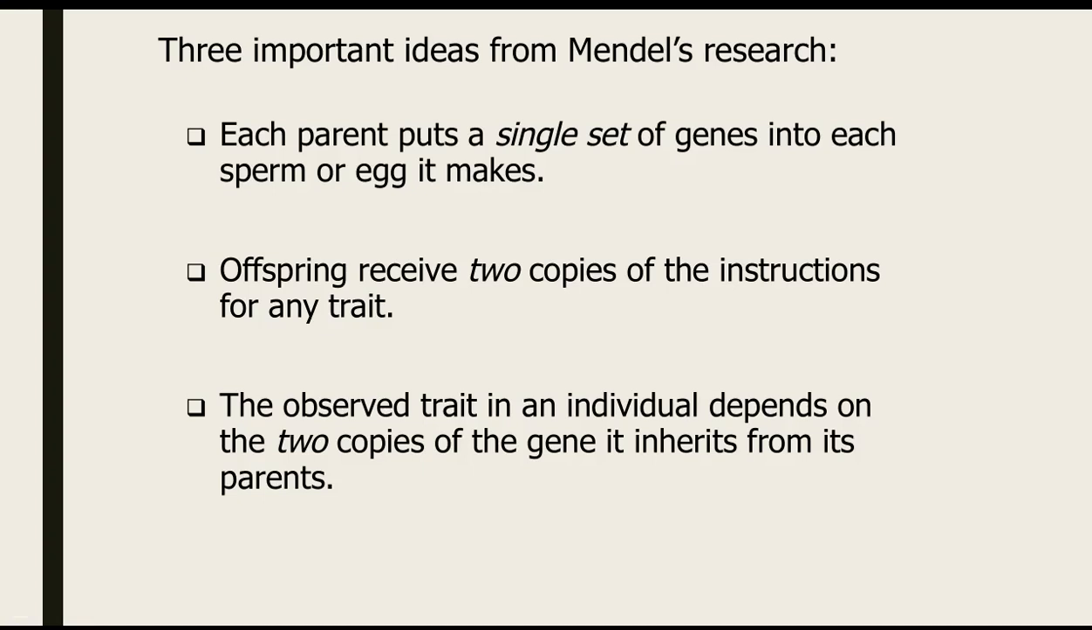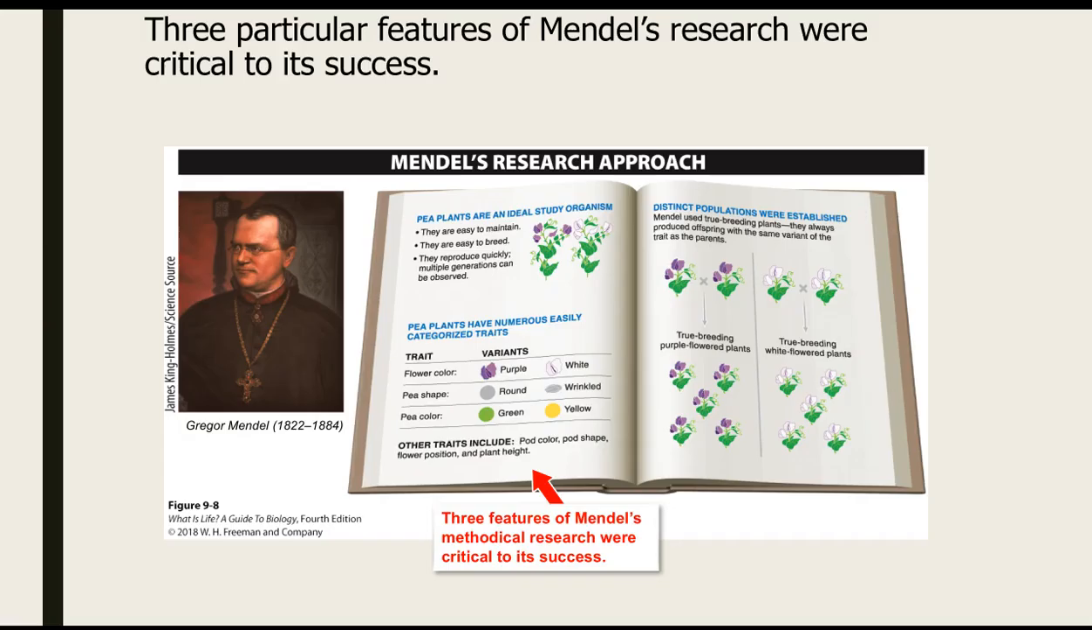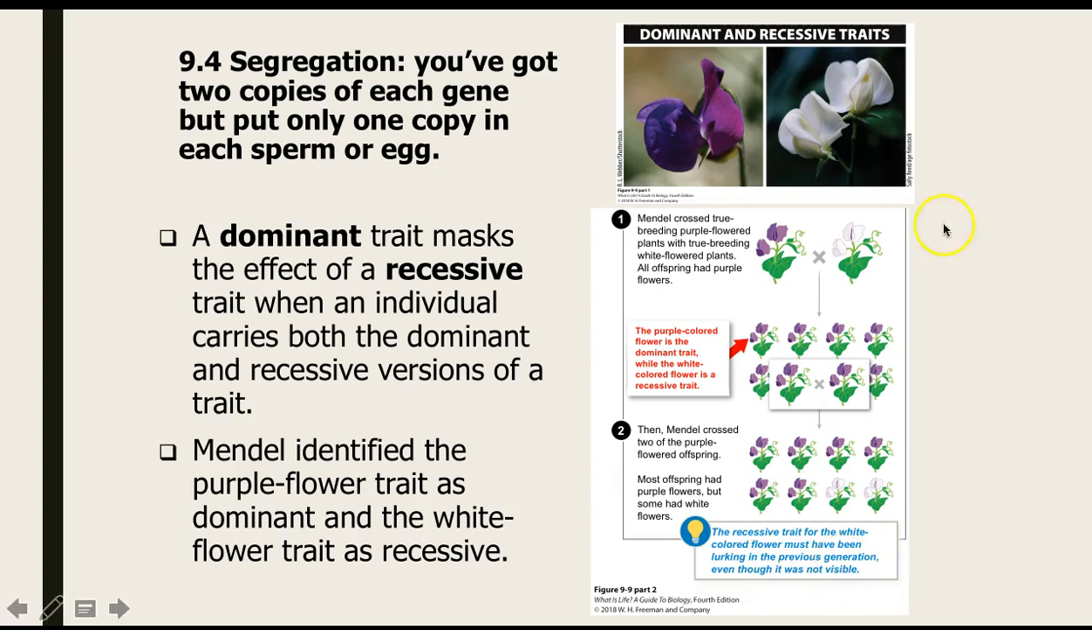So the three important things to get out of Mendel's research: first, each parent doesn't put all of your information into your sperm or eggs. You put half of it, one single set of genes, into each sperm or egg. Now we learned that when we were talking about meiosis, but Mendel understood this not from understanding cell division. He did it from looking at crossbreeding right here. Same conclusion, different methods.